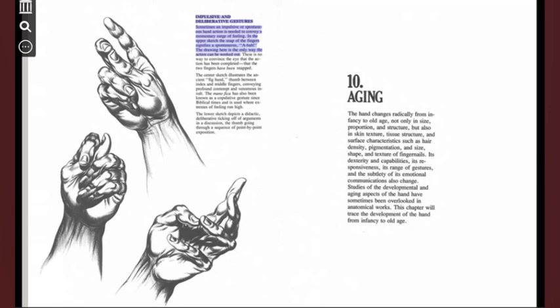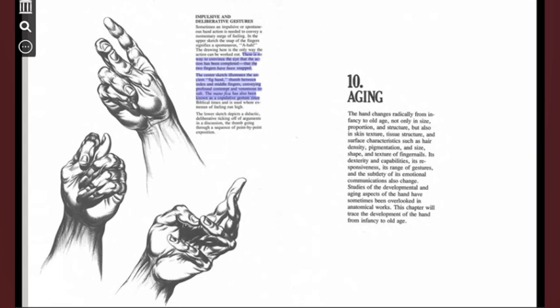Impulsive and deliberative gestures. Sometimes an impulsive or spontaneous hand action is needed to convey a momentary surge of feeling. In the upper sketch, the snap of the fingers signifies a spontaneous action; the drawing here is the only way the action can be worked out. There is no way to convince the eye that the action has been completed, that the two fingers have been snapped.